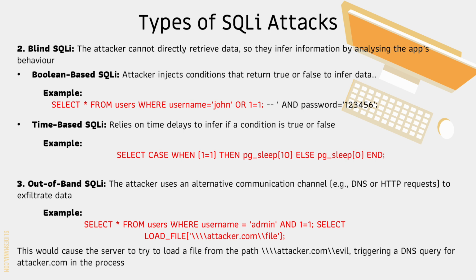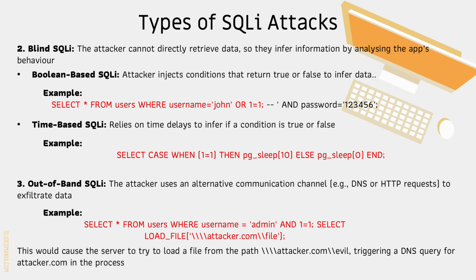The last one is out-of-band SQL injection. It is a more sophisticated method. Instead of retrieving data through the same communication channel, the attacker uses a separate channel, such as DNS or HTTP requests, to exfiltrate the data. This type of attack is often harder to detect because the attacker isn't pulling the data directly from the application. They're sending it to a server that they control.